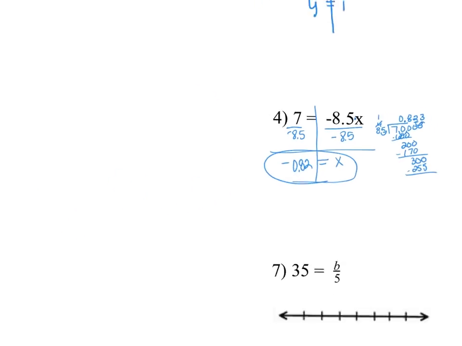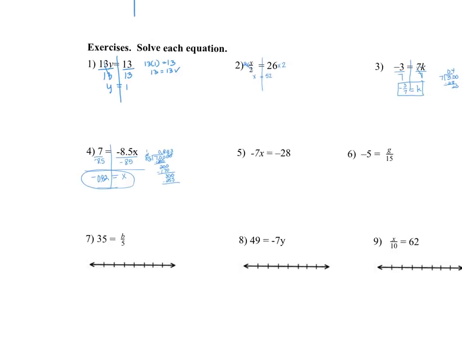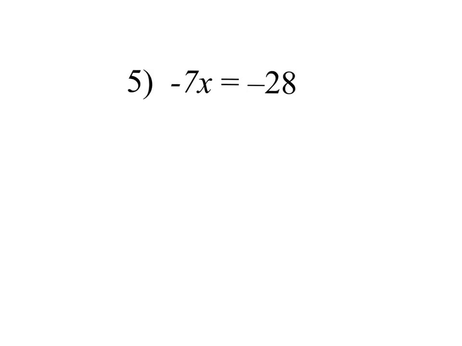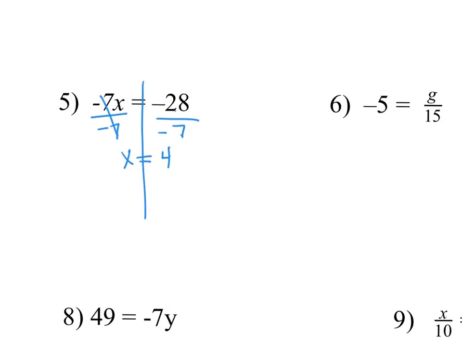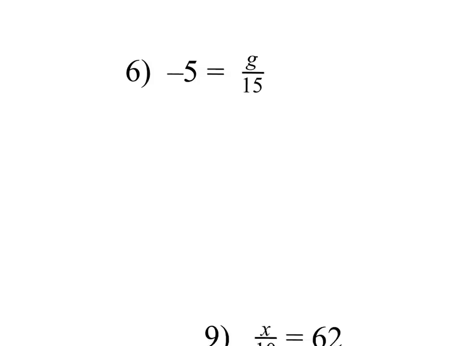Okay, number 5. Negative 7x equals negative 28. Okay, 7 and x are multiplying, so the opposite is to divide. So we're going to divide both sides by negative 7. That's going to cancel and leave us x on that side. And then negative 28 divided by negative 7 is going to be a positive 4.